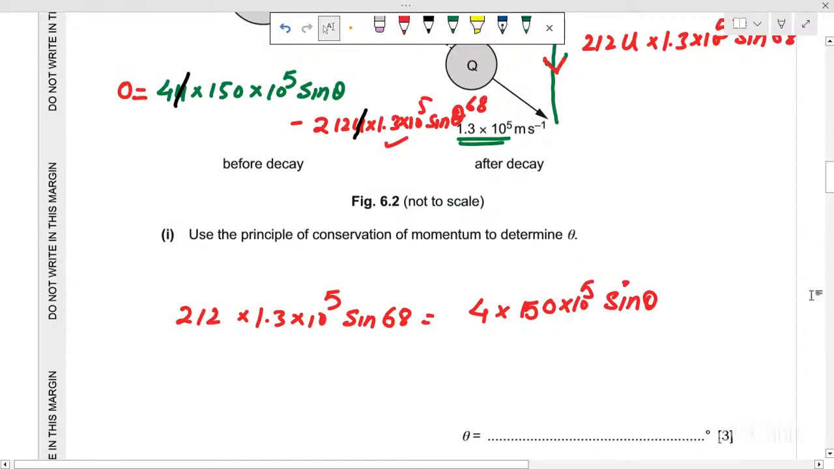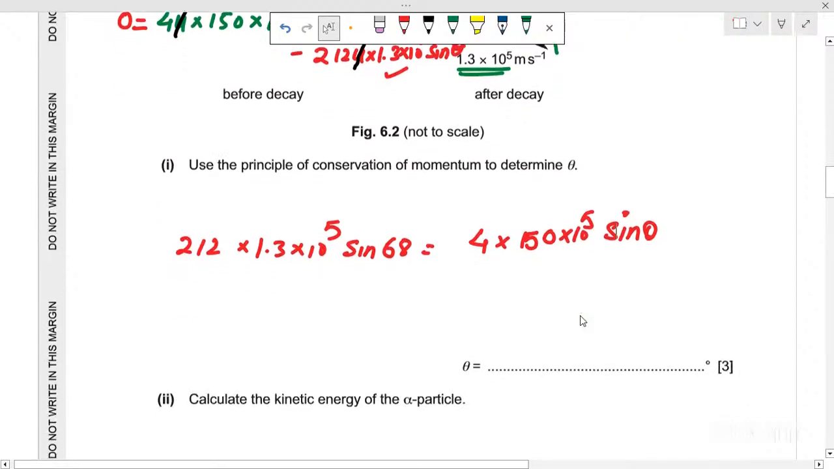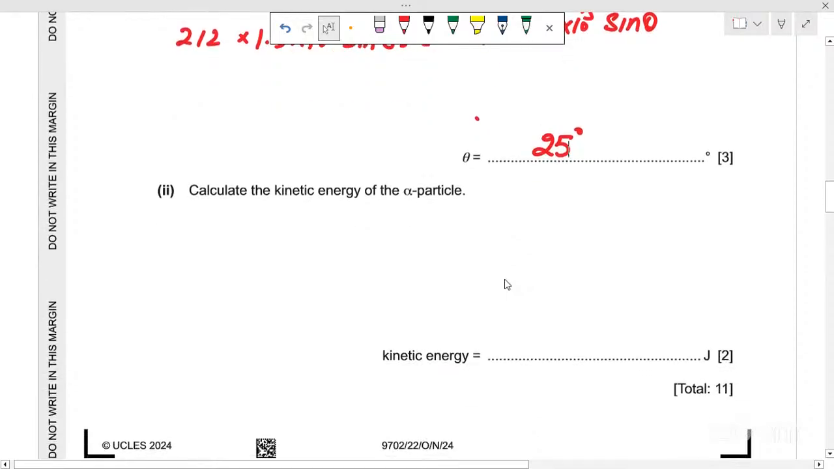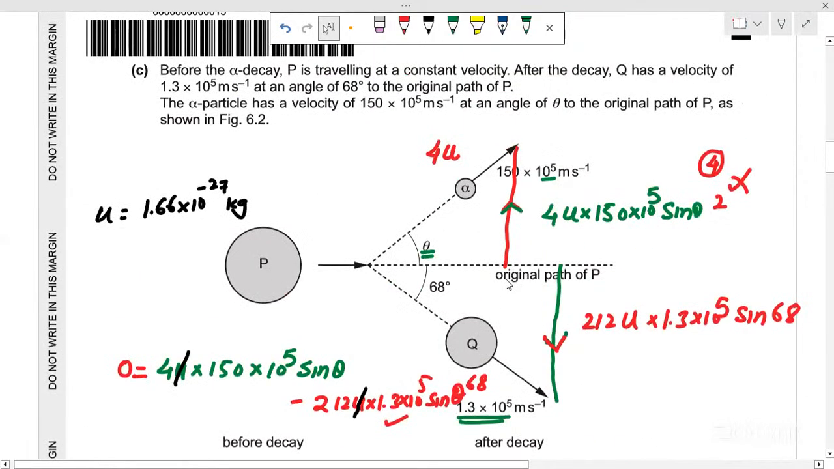You will bring these numbers from the right side to the denominator of the left side, and then after simplification you will take sine inverse of this equation. Your answer for theta should be 25 degree. So theta should be 25 degree. Simplify it. I will not waste your time in finding the value of theta, which you already know. Calculate the kinetic energy of alpha particle.